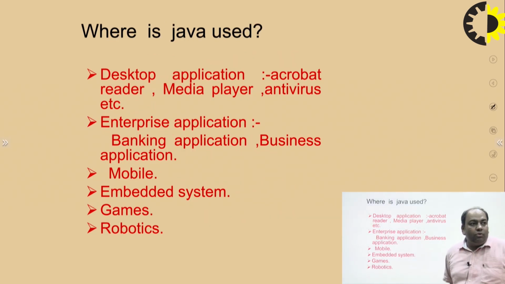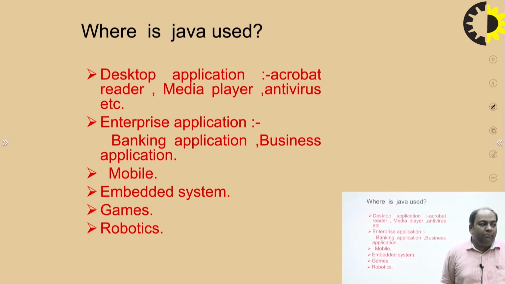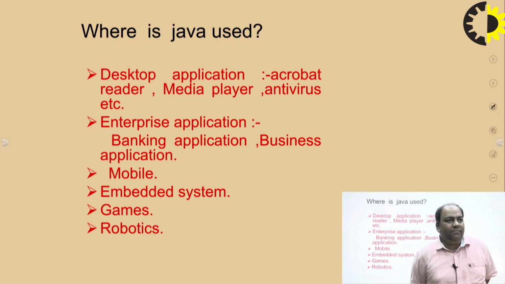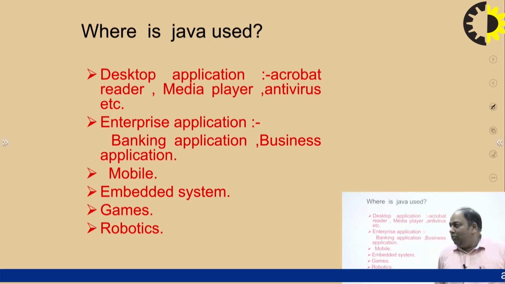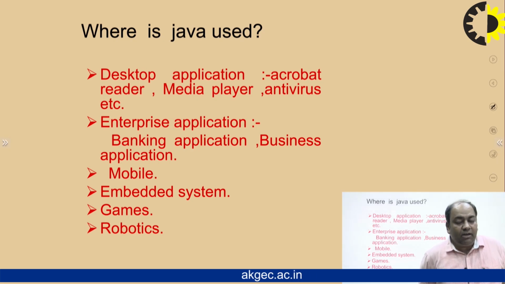So where is Java used? Basically in every application and in every domain: in desktop applications, enterprise applications, mobile, embedded systems, games, robotics. If I talk about games, the popular game Snake, which we see in Nokia phones, was developed in Java. Then we see the operating system Android; Android applications also use Java.